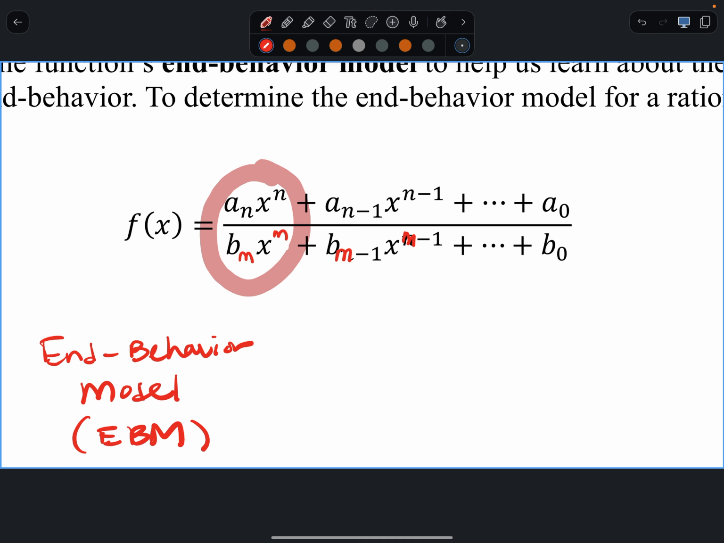EBM for a rational function. So y equals a sub n times x to the nth power over b sub m times x to the m power. So those two leading terms, that ratio is the end behavior model, and that's a simpler function than the rational function that you're trying to figure out end behavior for. It means that your rational function has the same or very similar end behavior to this function.